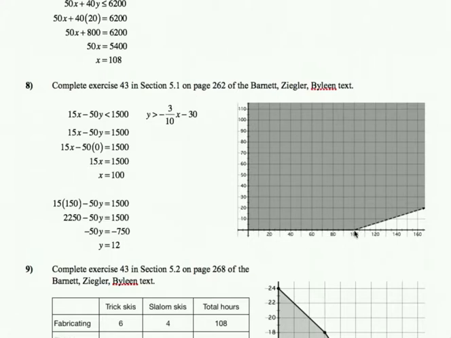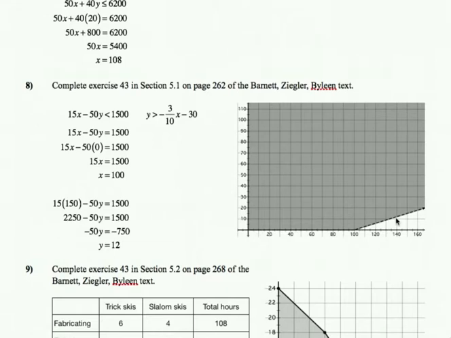So we want to graph the line by using the x-intercept, and so to determine the x-intercept, I've put a 0 in for y here, and have solved for x. 50 times 0 is 0, so that leaves 15x is equal to 1500. Divide both sides by 15, and you get x is equal to 100. And so we'd plot that point here, and we would need a second point.